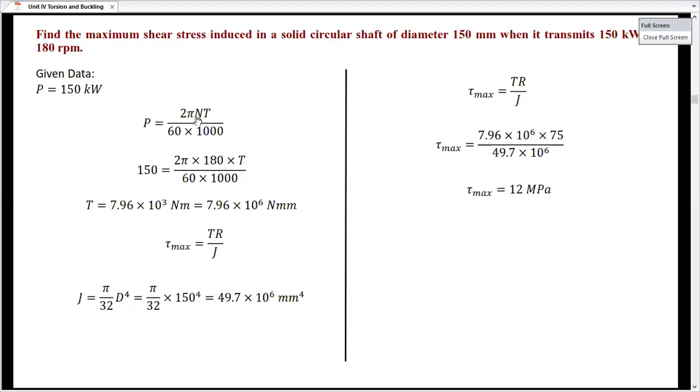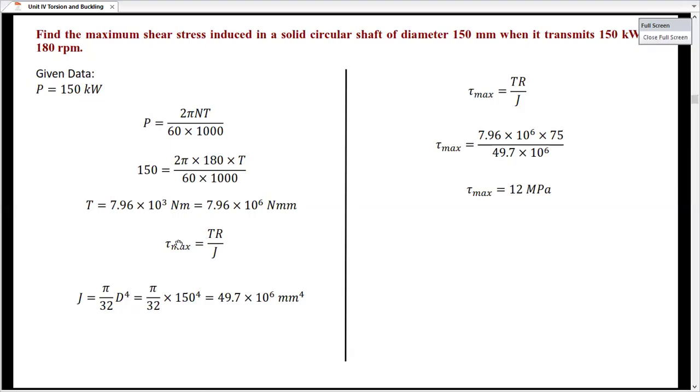Power is equal to 2 pi N T upon 60. Okay. So they have taken the value of torque in Newton meter. That's why they have divided by 1000. So power is available, 150. Then 2 pi N is 180. Torque we have to calculate, 60 into 1000. Or they have taken the value in kilowatt; you can take that value in watt. So if you put all these parameters, you will get torque, which is 7.96 into 10 raised to 3 Newton meter. That value will be in Newton mm, 7.96 into 10 raised to 6 Newton mm.